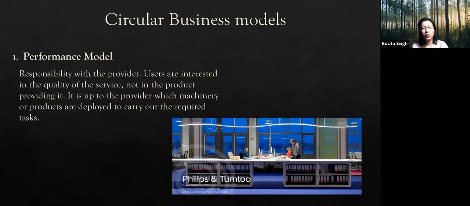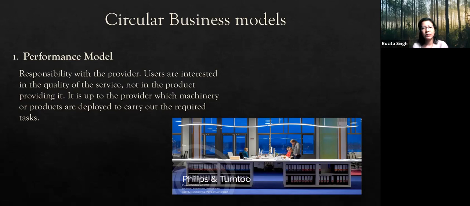So I present to you now, just to simplify, 5 categories of business models that enable circular economy. And this will help you in envisioning a bit on how this really plays out actively in the business sector. So the first one is called performance model. As the name suggests, the responsibility actually is with the provider. The user is only interested in the performance of the service and the quality of the service, not in the product providing it, and they don't need to buy the product for it.